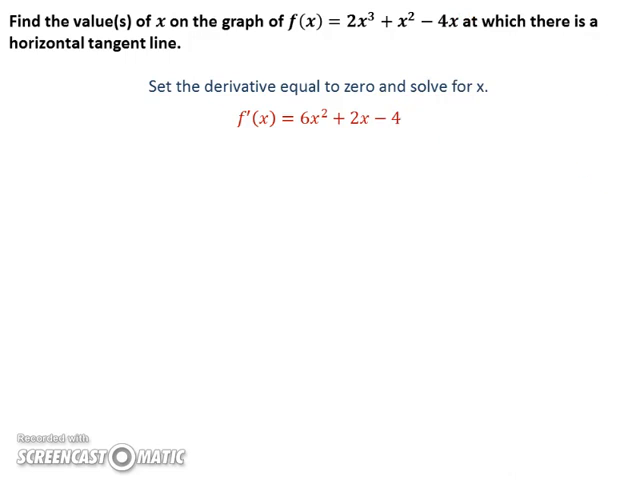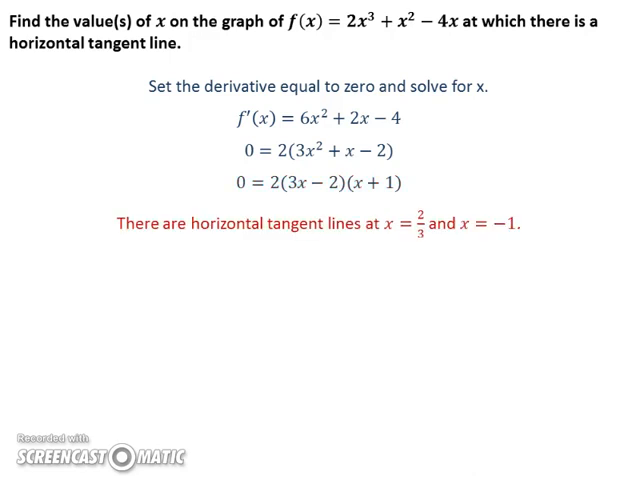So there's your derivative. If it has a horizontal tangent line, it means the derivative is equal to 0. So you actually set this whole thing equal to 0 and then just solve for x. So I did that here and I factored out a 2 so that I could factor it a little easier. This is just a quadratic, factors into those two pieces. You set those equal to 0 and you get 2/3 and -1. Those are the 2 points where there are horizontal tangent lines on this graph, because that is where the first derivative is equal to 0.